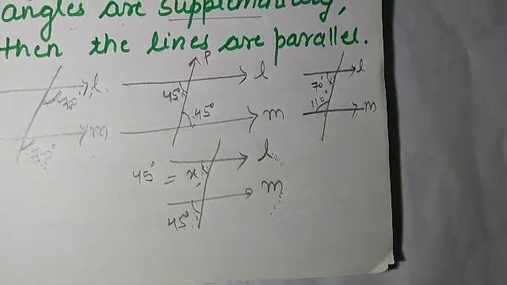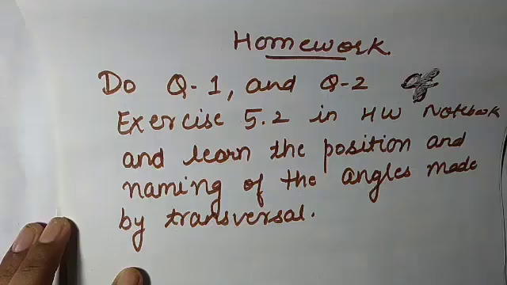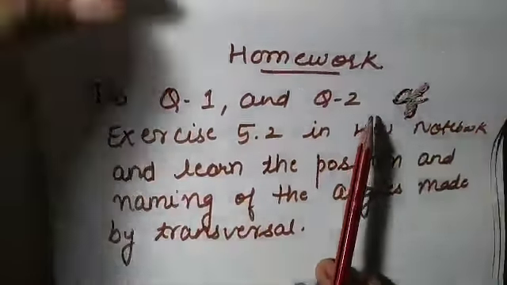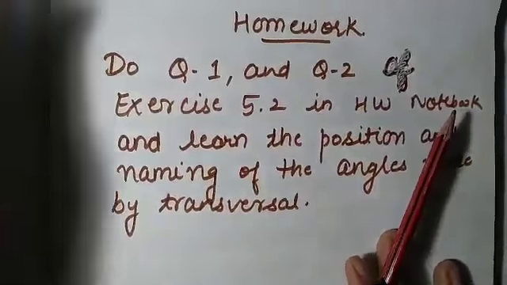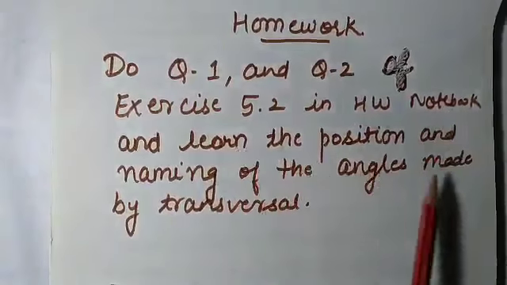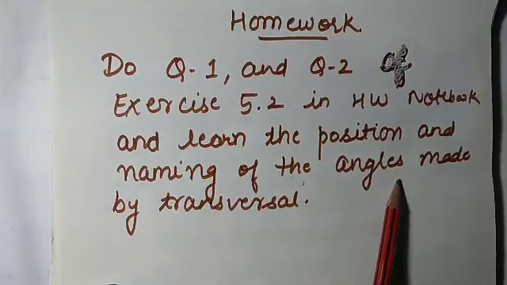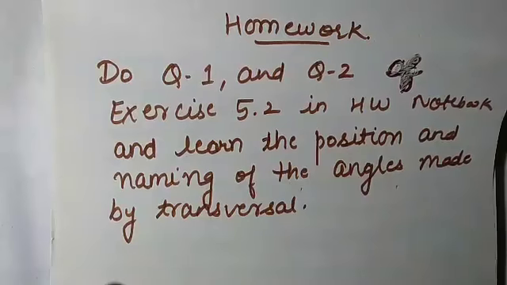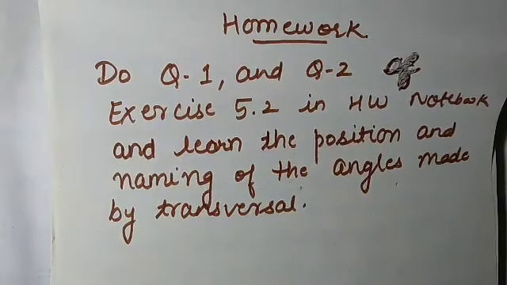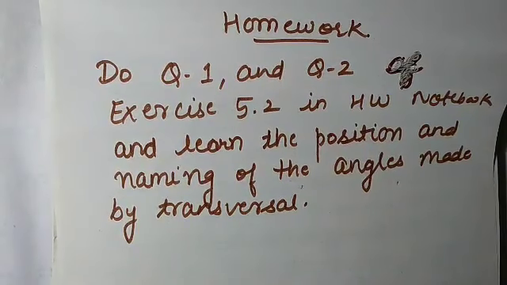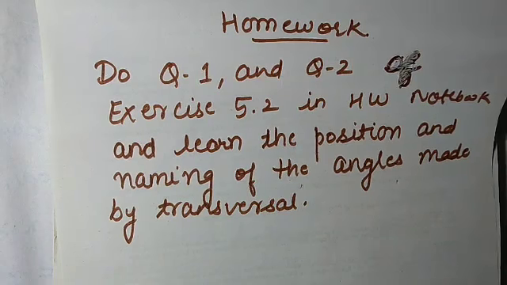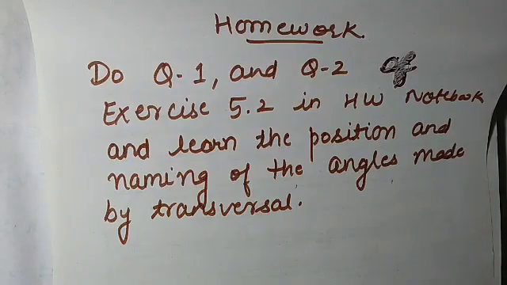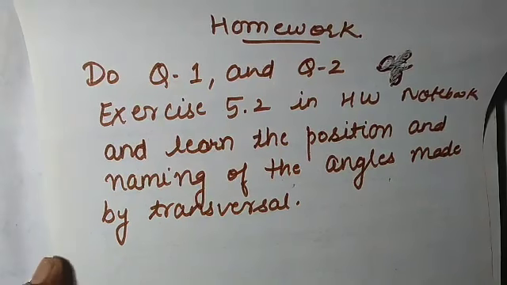Now come to the homework. Your homework is to do questions number 1 and 2 of exercise 5.2 in your homework notebook, and you have to learn the position and naming of the angles. It means you have to learn the recognition of the angles made by the transversal on lines, either on intersecting or on parallel lines. So this is your homework. Just learn the naming of the angles and their position.